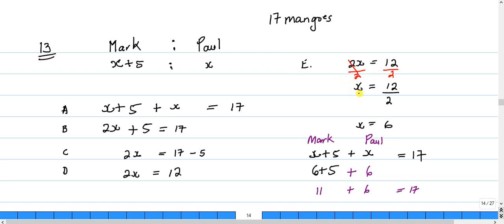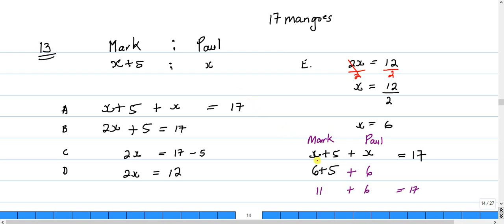Good. Now we have x being equal to 12 divided by 2. And 2 into 12 gives us 6. That means that Paul would have gotten 6. He would have gotten 6. But let's test that to see if that is so.